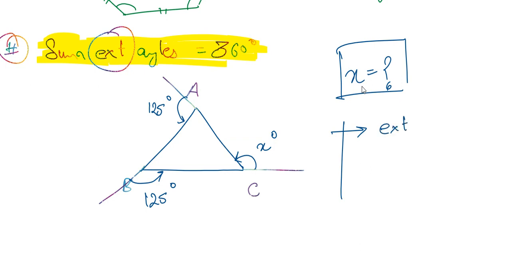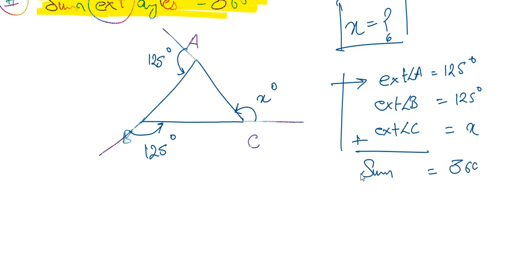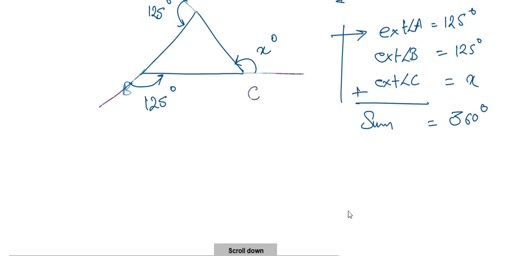Exterior angle A is 125, exterior of angle B would again be 125, and exterior of angle C is my x. I have said that the sum of exterior angles would give me what? It would give me 360 degrees.